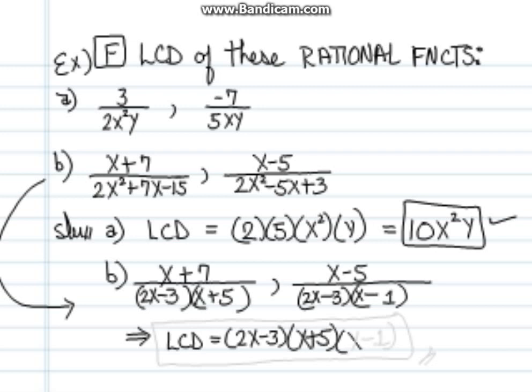Then we have an x minus 1 to the first power. I don't see any other factors that we have excluded. They're all there, represented by the highest power available. So the LCD is equal to parenthesis 2x minus 3 times parenthesis x plus 5 times parenthesis x minus 1.